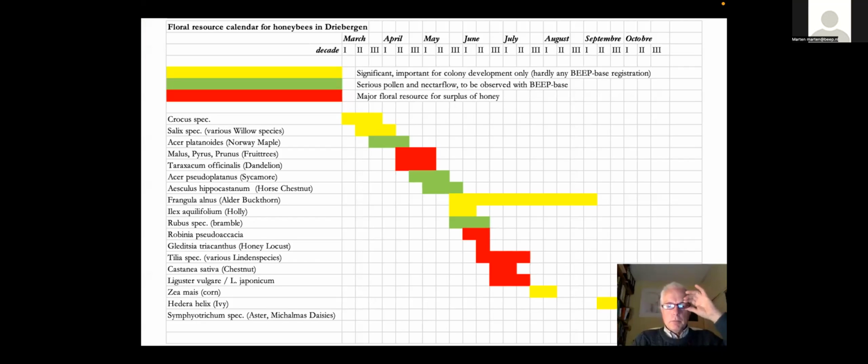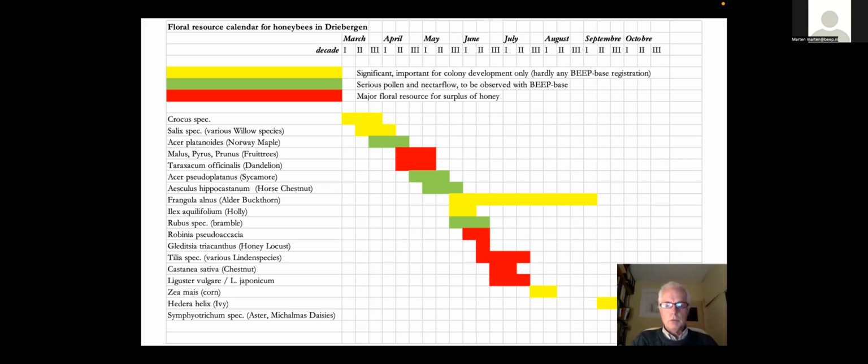For the total of my floral resources, I've made a calendar. Yellow is for significant plant species for colony development only. Green is for plant species which produce serious pollen or nectar flow. And the color red is for the main floral resources. In my view, all 3 categories are essential for maintaining healthy colonies.